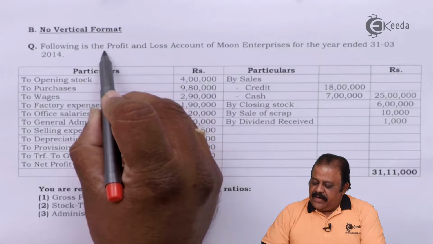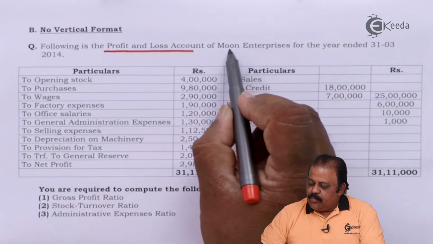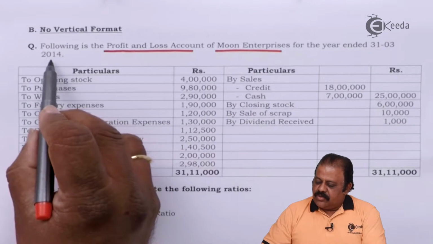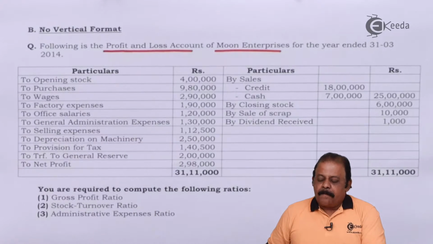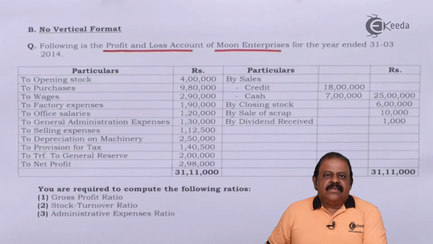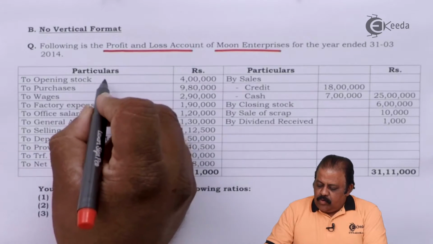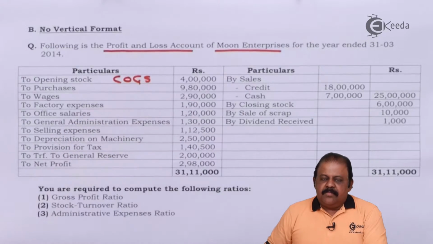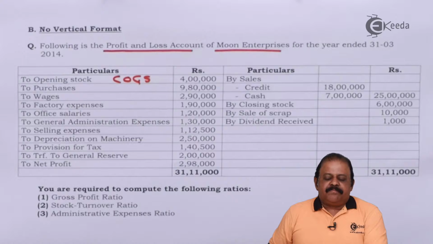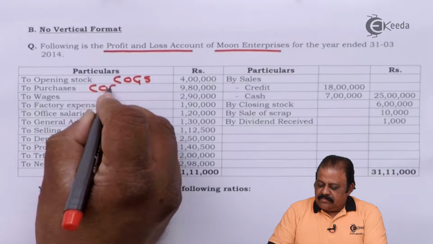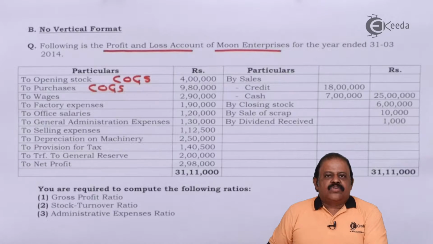Following is the profit and loss account of Moon Enterprises for the year ended 31st March 2014. We have the profit and loss account. Let us mark it for calculation. Opening stock: this will be part of cost of goods sold. Purchases: cost of goods sold.